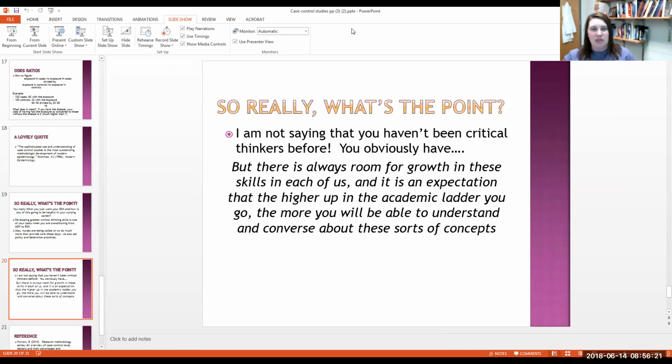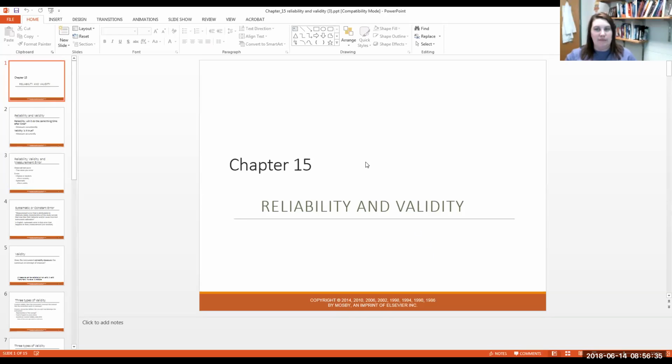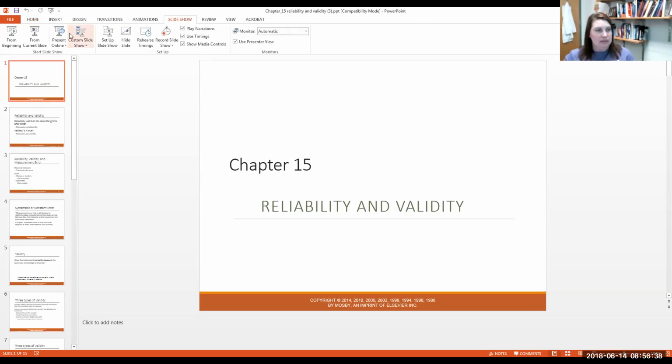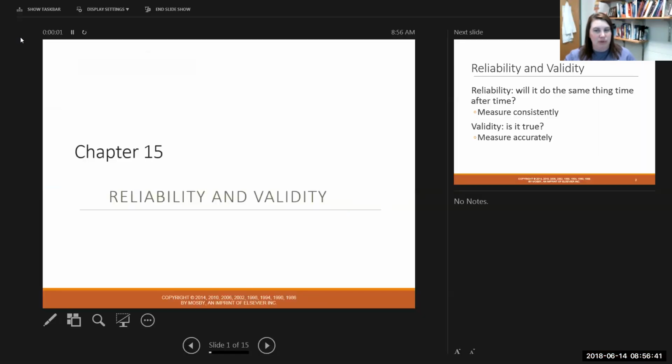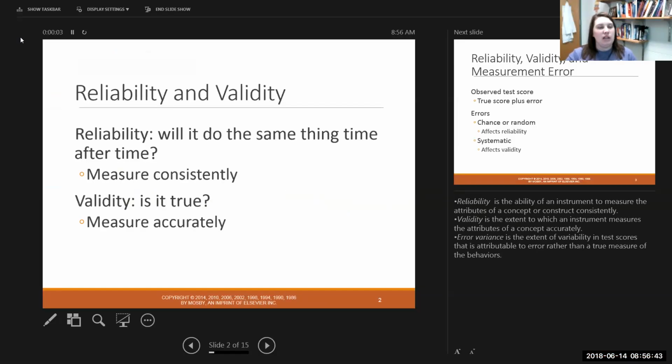All right. So that's our difference between case-controlled studies versus cohort studies that we talked about last week. Let's jump into Chapter 15 on reliability and validity. Again, reliability: does the same thing happen time after time? Is there consistency here? And validity is this idea of, is this true? Are we measuring something that's accurate?